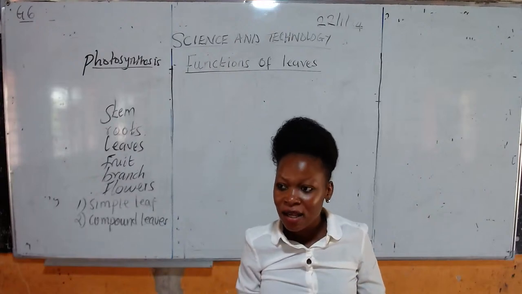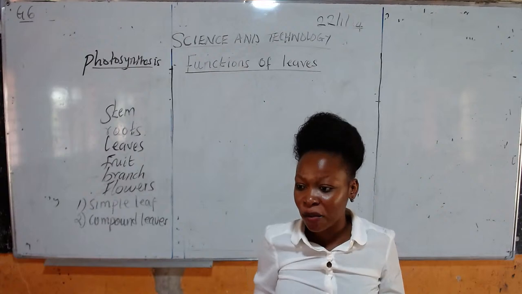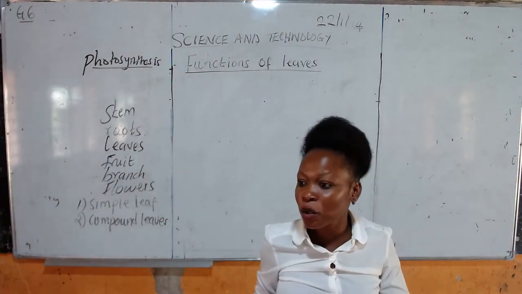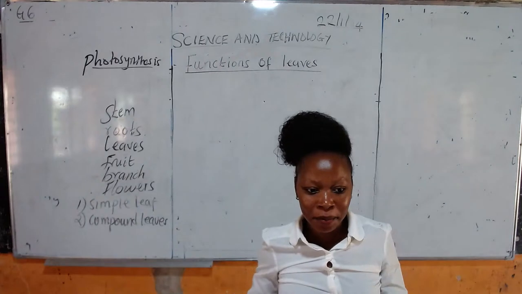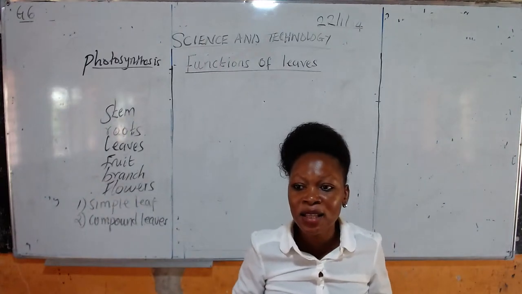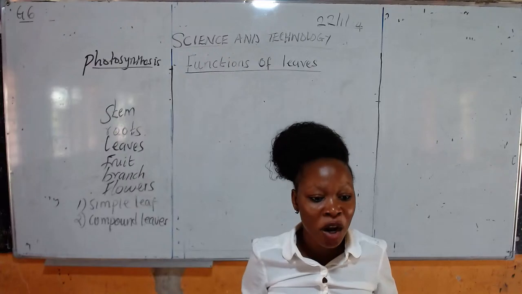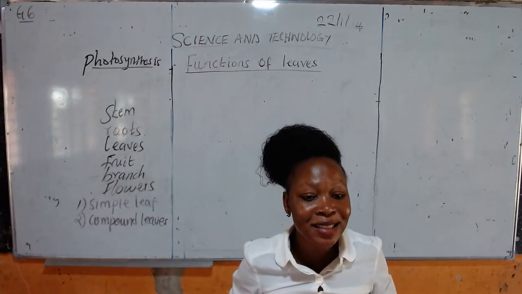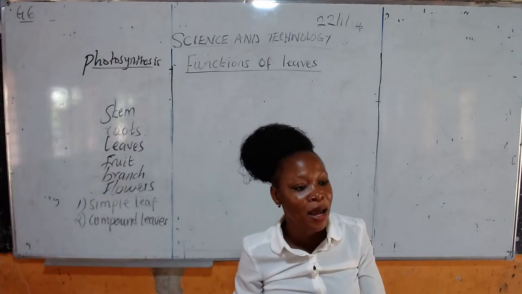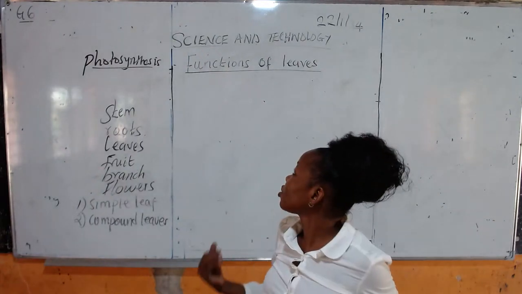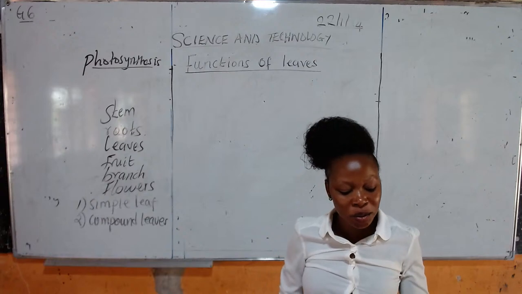We say that these plants usually make their food. We enjoy the food, we enjoy some other plants, okay? So we're saying that these plants make their own food in a process that is called photosynthesis. So this is a process whereby the plants make their own food. So one function of leaf is photosynthesis.